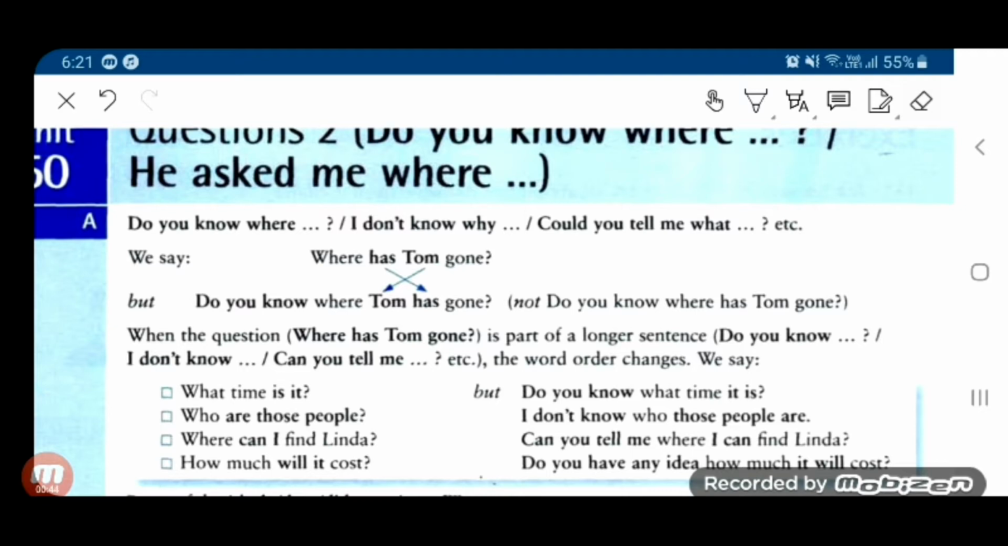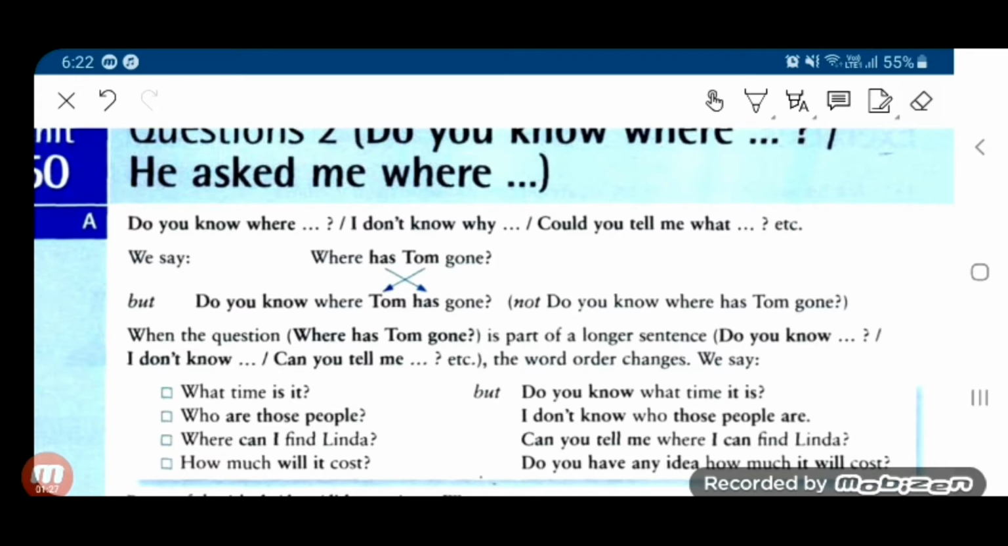Section A. Do you know? I don't know. Why? Could you tell me what? Etc. These are the main highlights we use in today's chapter. Let's take an example: Where has Tom gone? This is a simple example. If you ask a question in simple language, you can say, where has Tom gone. But if you want to make it more informative, you can say, do you know where Tom has gone?